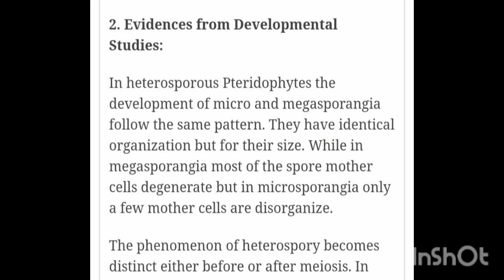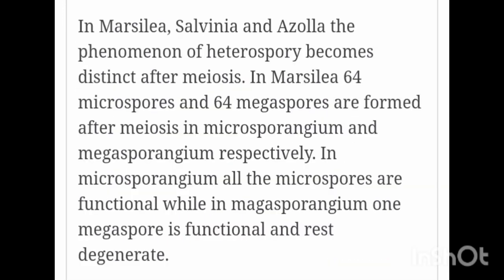Evidences from developmental studies. In heterosporous pteridophytes, the development of micro and megasporangia follows the same pattern. They have identical organization but for their size. While in megasporangia, most of the spore mother cells degenerate, in microsporangia, only a few mother cells are disorganized. The phenomenon of heterospory becomes distinct either before or after meiosis.